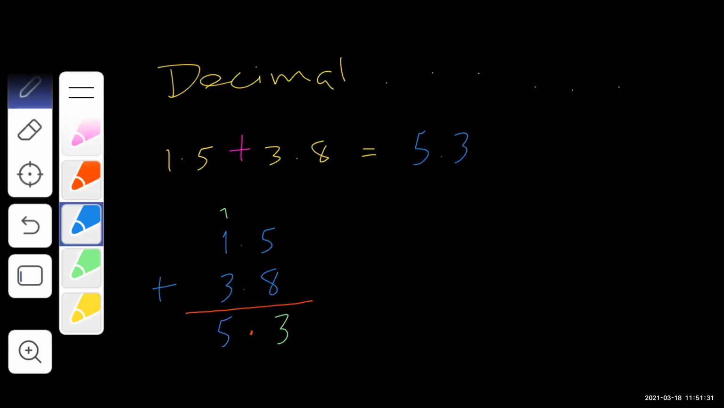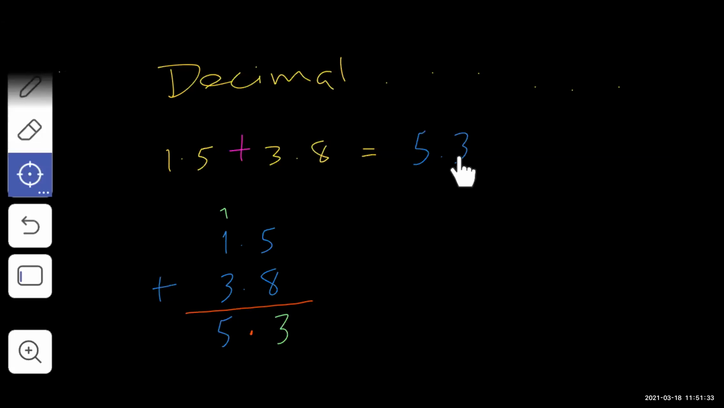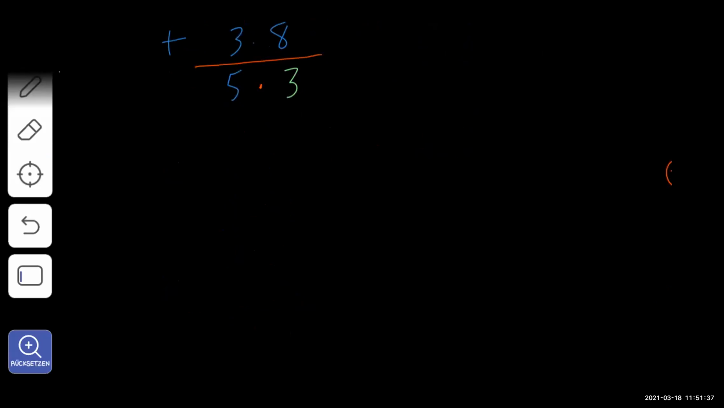In this way, guys, it's better because we avoid any type of mistake. This is an addition. Let's have a look at a subtraction. Let's say that you got something like 3.8 minus 2.9. What is the answer for this? We don't know. Let's figure it out. Again, you're going to place point and point here all together, in a line.